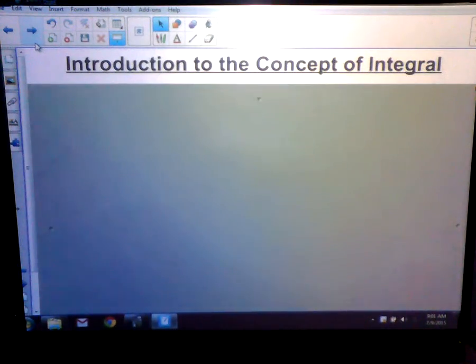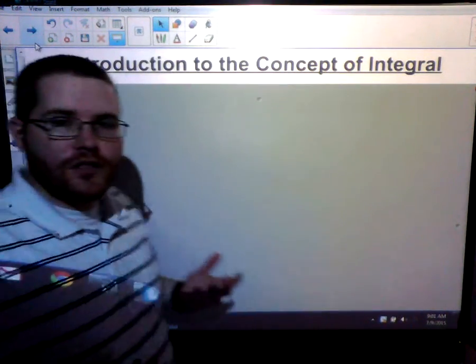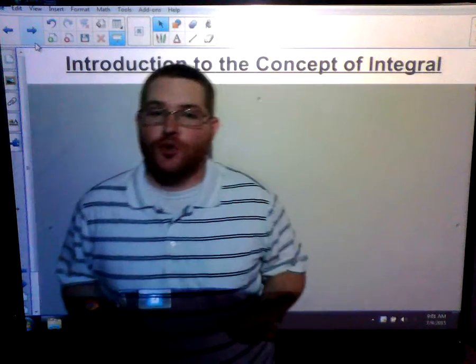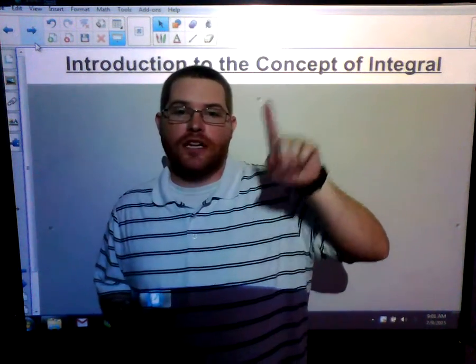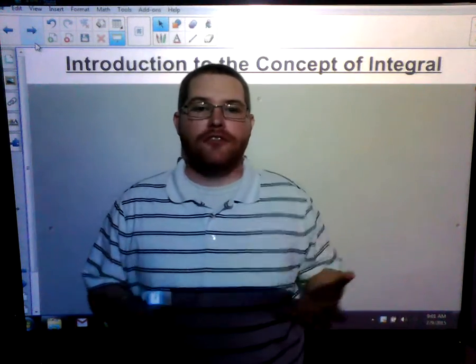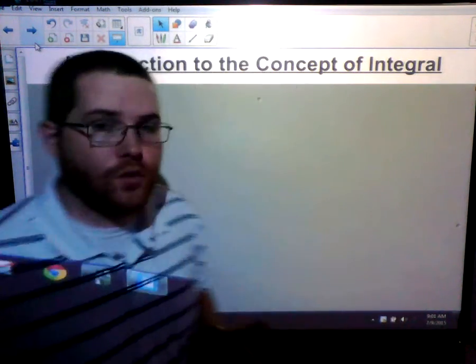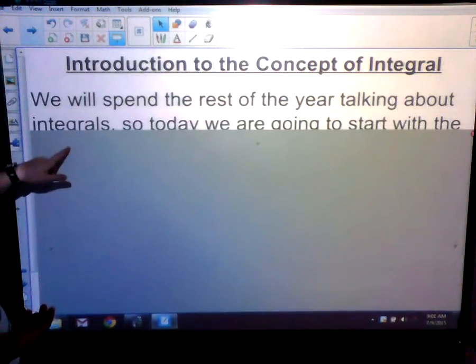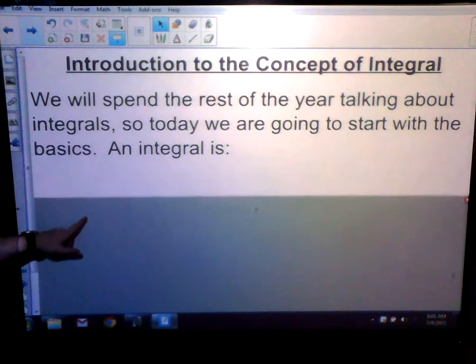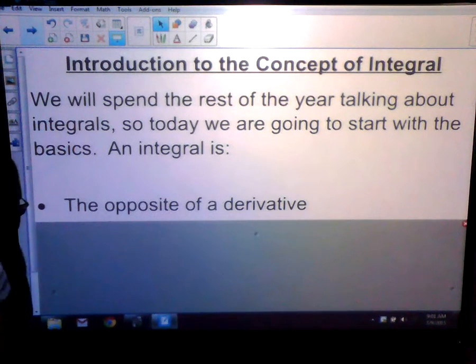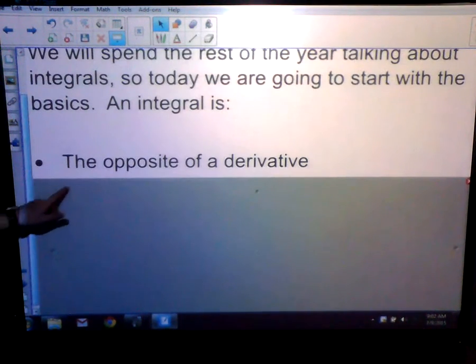The concept of an integral. Before we talk about an integral, let's talk about a derivative. Remember, a derivative is a slope or it's a rate of change. So it's either the slope of the graph or it's how fast something is changing over time or over something. An integral is the opposite of that. The rest of the year is all about integrals, so we're going to start with the basics. An integral is the opposite of a derivative, or the antiderivative. Integrals and derivatives cancel each other out.